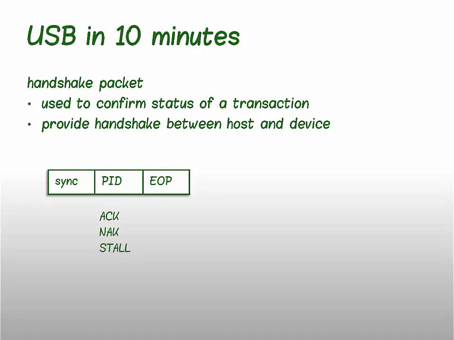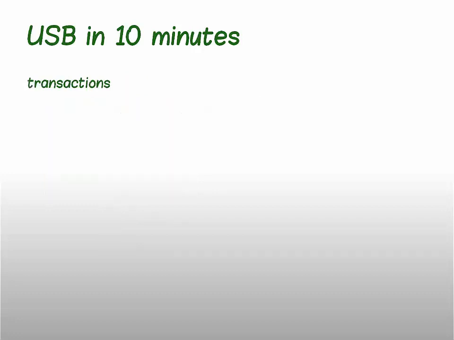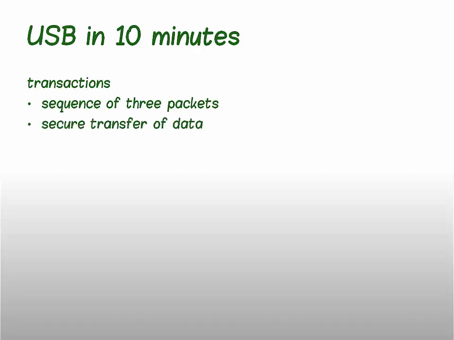One layer up, the USB communication is made of transactions. Transactions are sequences of 3 packets. They provide a secure transfer of data. We recognize 3 transaction types.